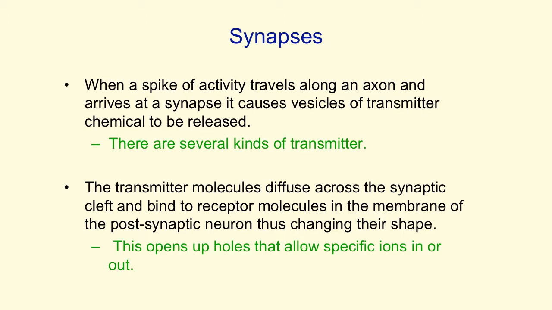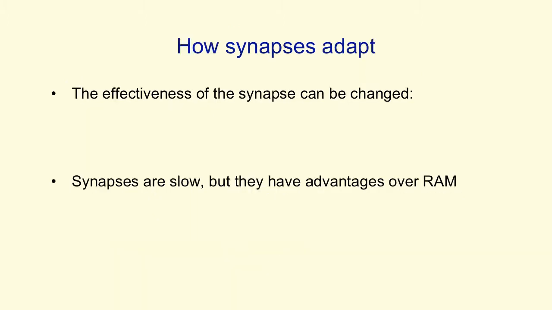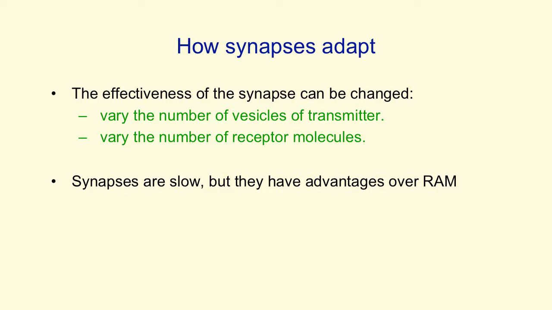Synapses adapt, and that's what most of learning is, changing the effectiveness of a synapse. They can adapt by varying the number of vesicles that get released when a spike arrives, or by varying the number of receptor molecules that are sensitive to the released transmitter molecules. Synapses are very slow compared with computer memory, but they have a lot of advantages over the random access memory on a computer. They're very small and very low power.